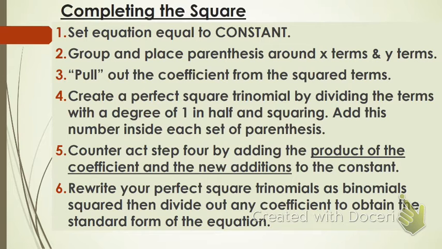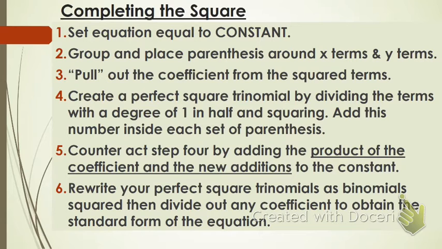All right. We're going to set these equations equal to our constant, not to 0. I want it equal to the constant. Then we're going to group our x's and our y's together. If there's a coefficient on the x squared or on the y squared, you've got to pull that out to the front.